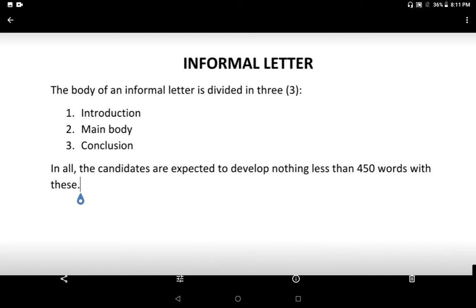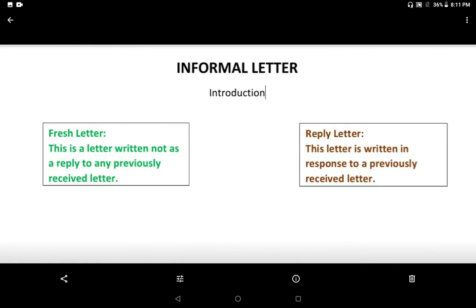So let's look at our introduction now. When you have an informal letter, what do you do with your introduction? Now, what matters is whether the letter is a fresh letter or a reply letter. A fresh letter is a letter written not as a reply to any previously received letter or message or anything, while a reply letter is the one that is a response to a previously received letter or message. It could be a text message, it could be a telegram. In this 21st century, it could be messaging on your Facebook, in your WhatsApp, and anything.